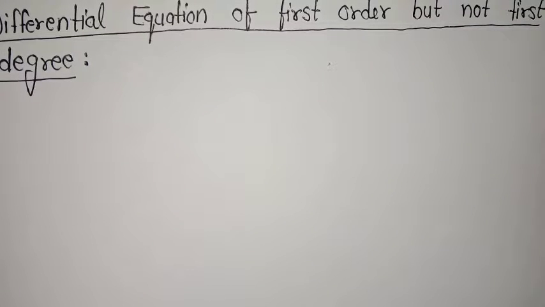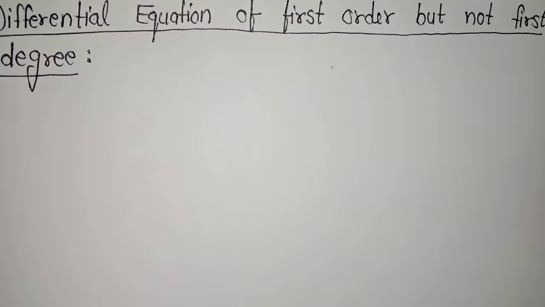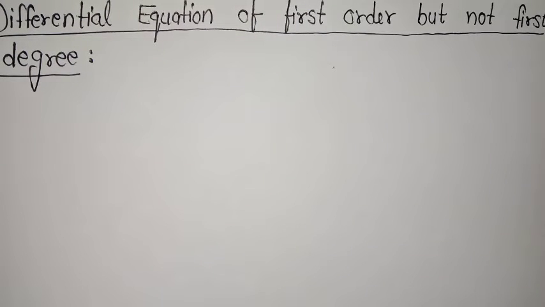In our last video, we completed a topic known as Cauchy-Euler form. This is also known as linear differential equation with constant coefficients. Today we will discuss a new topic named differential equation of first order but not of first degree. That is, in this case, we will take that type of differential equation whose order is 1 but whose degree is greater than 1.